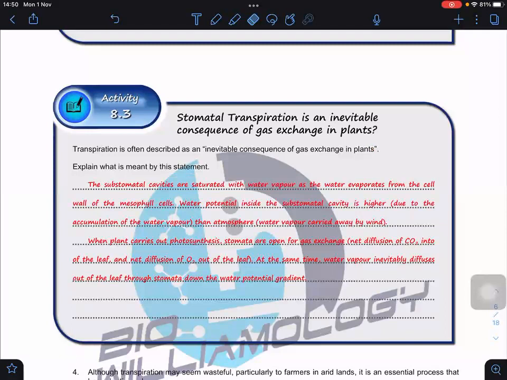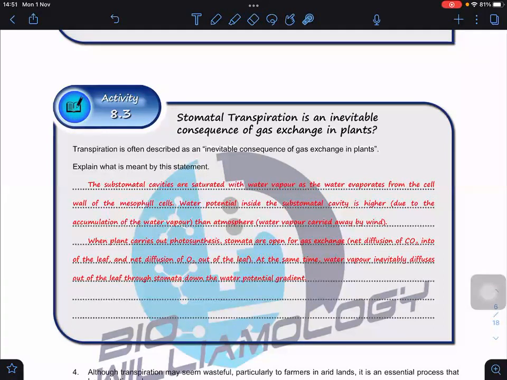Okay. So we do know that the substomatal cavity is saturated with water vapor. Because liquid water evaporates from the cell wall, highlight the words cell wall, it must be cell wall, not cytoplasm, evaporated from the cell wall of the mesophyll cell. So it means that the water potential inside the substomatal cavity is much higher compared to the atmosphere. Why? Inside the substomatal cavity we have the accumulation of water vapor, but in the atmosphere the water vapor is carried away by the wind. So inside is high water potential, outside is low water potential.